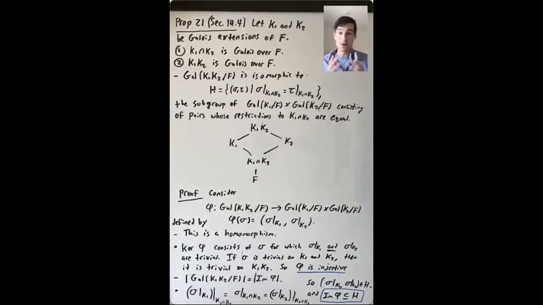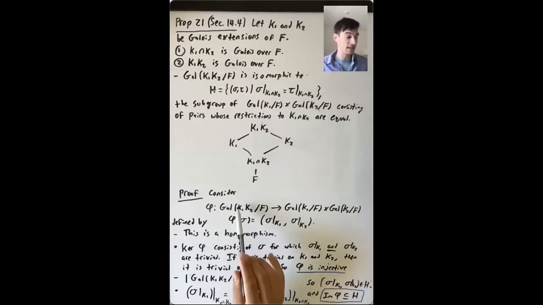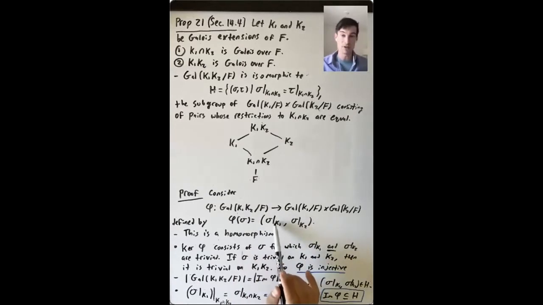Okay, so the proof here is going to depend on properties of one special map. So let's consider this map phi, which takes an element of the Galois group of K1 K2 over F, and sends it to an element of the direct product Galois K1 over F cross Galois K2 over F. How does it work? You take sigma to sigma restricted to K1, comma sigma restricted to K2. Okay, first, this map really is well defined.